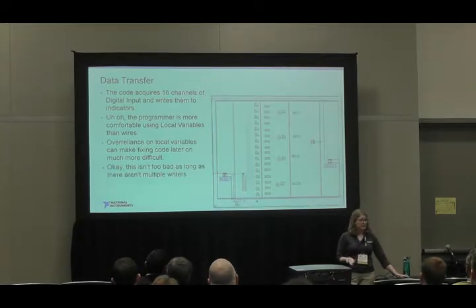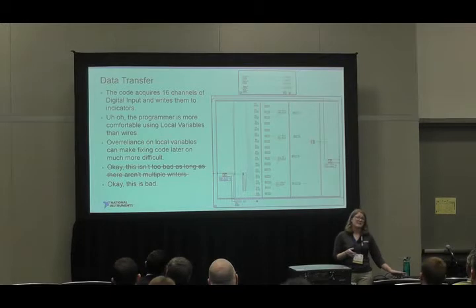So, all right, now we've added a while loop into the mix. This isn't too bad as long as we aren't writing to those local variables in multiple places. This is kind of bad. So now not only are we relying on local variables in place of wires, but we're writing in multiple places. And again, this is something that we see all the time, maybe not this explicitly, but this is a theme that comes up again and again.